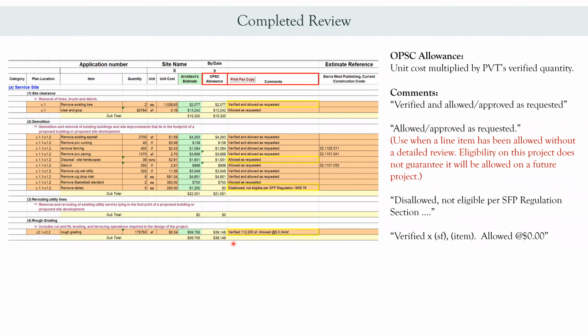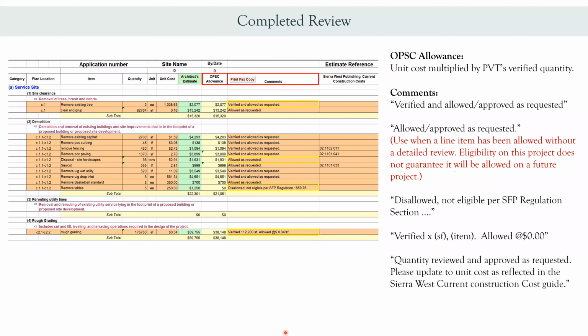Or you'll see this one, which is "verified." As an example, it's verified 112,200 square feet allowed at 34 cents per square foot. That's just what that means. Another comment that you might see is "quantity review and approve as requested. Please update to unit cost as reflected in CROS current construction cost guide." What that means is we were able to verify the amount you requested, but you need to just update this section, the unit cost, to the most current CROS.